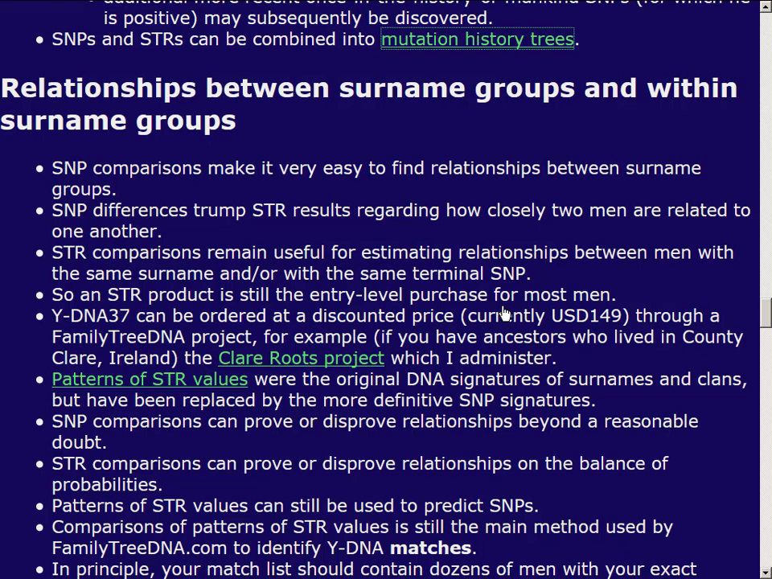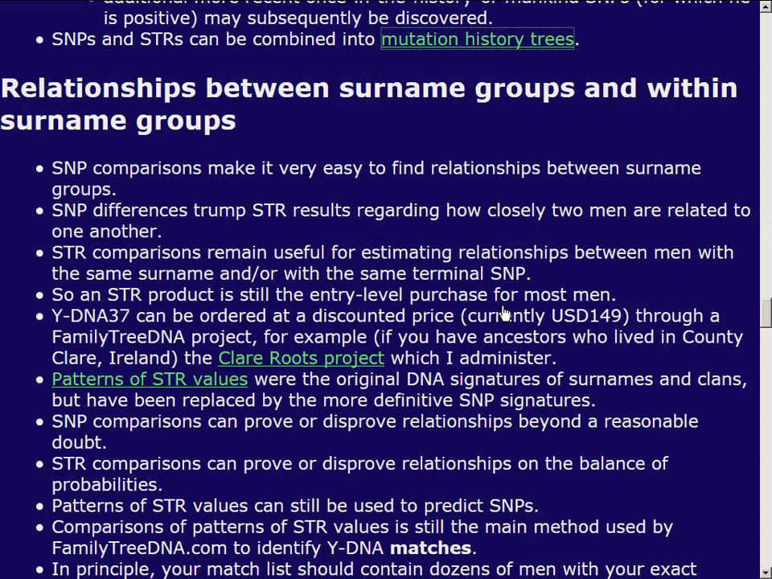The STR comparisons were the original YDNA product, we'll call it, 20 years ago. Nowadays, if you find two men with a different terminal SNP, you can say they're not related, at least back to whenever that SNP mutation occurred. The STR mutations can go in both directions. So you can have reverse mutations. So I think of it as SNPs will confirm relationships beyond a reasonable doubt, like you'd say in a criminal case if you were a lawyer.